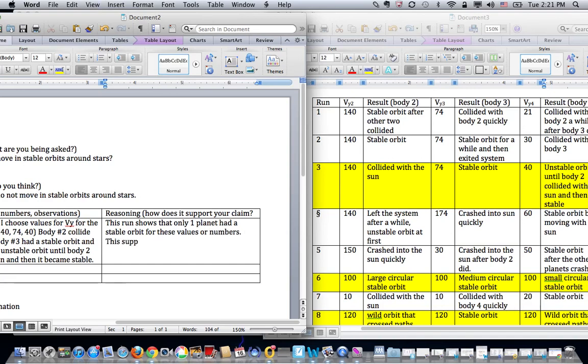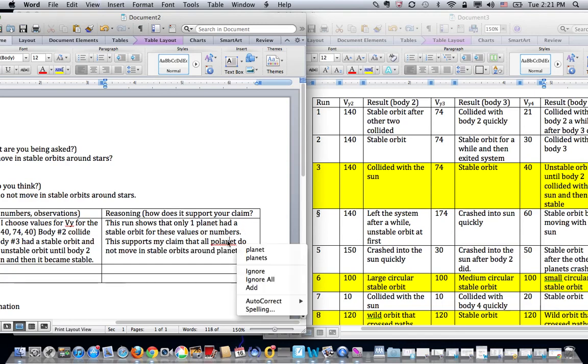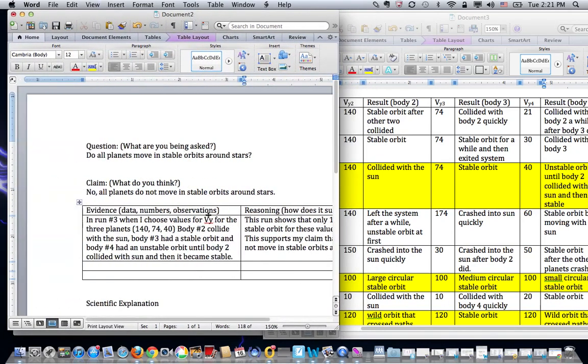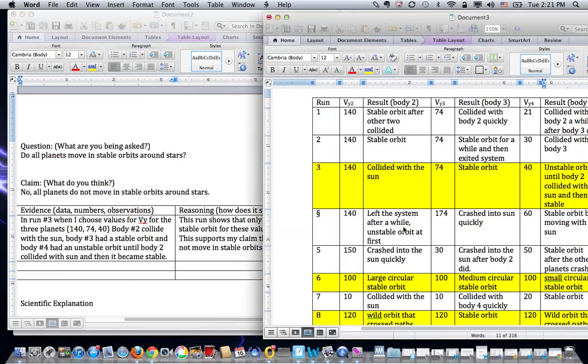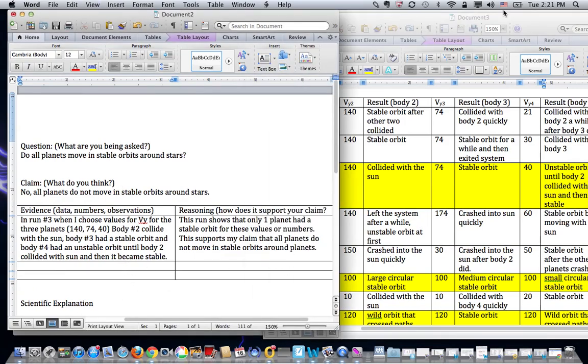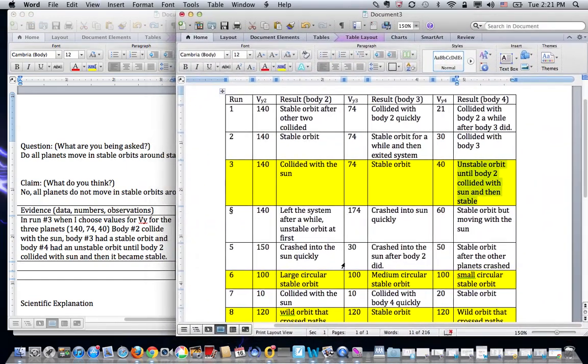This supports my claim that all planets do not move in stable orbits around planets. And I'm going to be saying that a lot because my evidence should point to the fact that not all planets move in stable orbits. So I'm going to do this a little bit quicker. I look back down here. I've got this one right here, number 6.